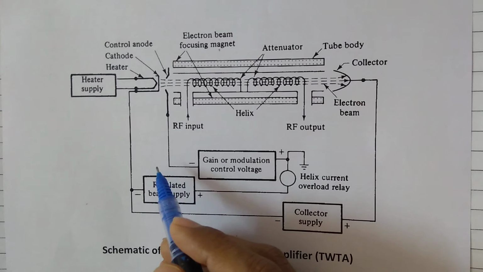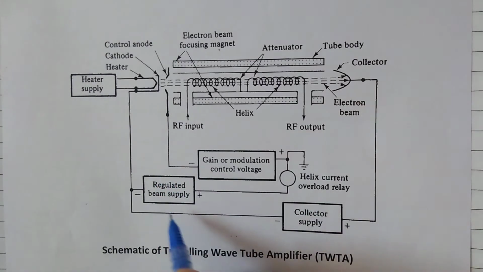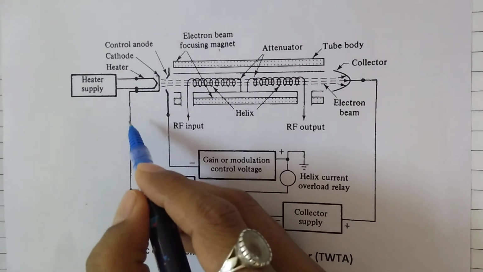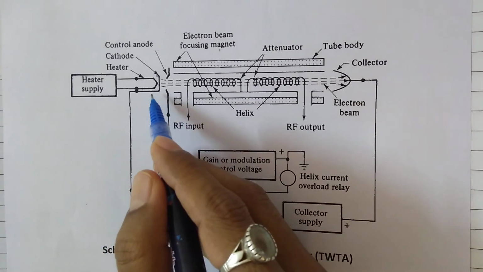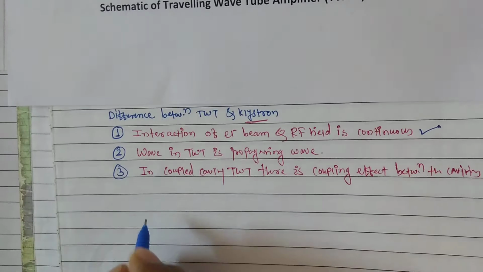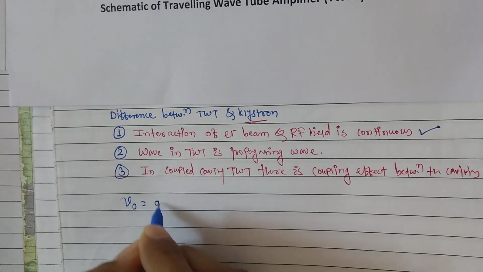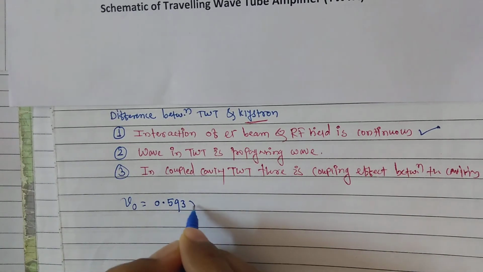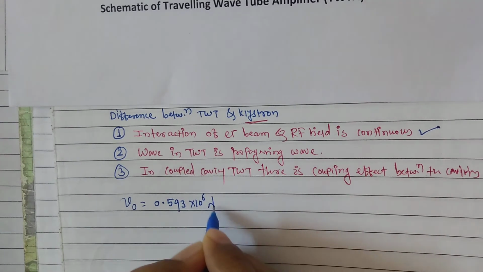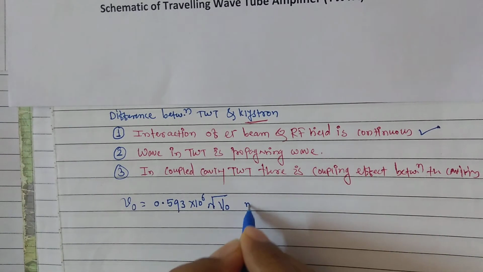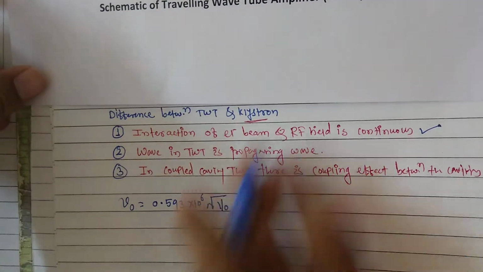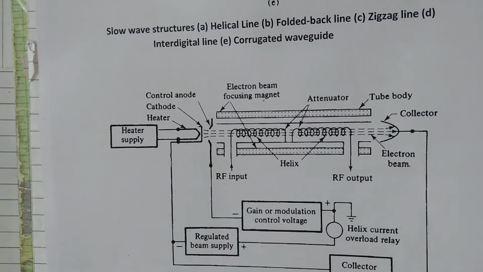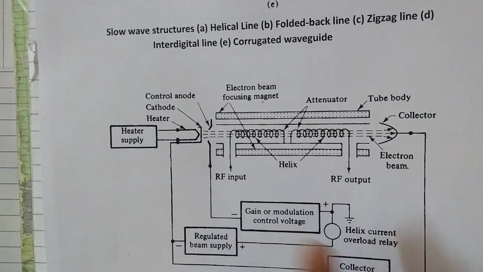So what happens when we give a beam supply voltage? We know that the cathode will generate electrons and they will travel with some velocity v0. We have done it many times. It is 0.593 into 10 to the power 6 under root V0 meters per second. So this is the velocity of electrons with which they travel towards the helical slow wave structure.